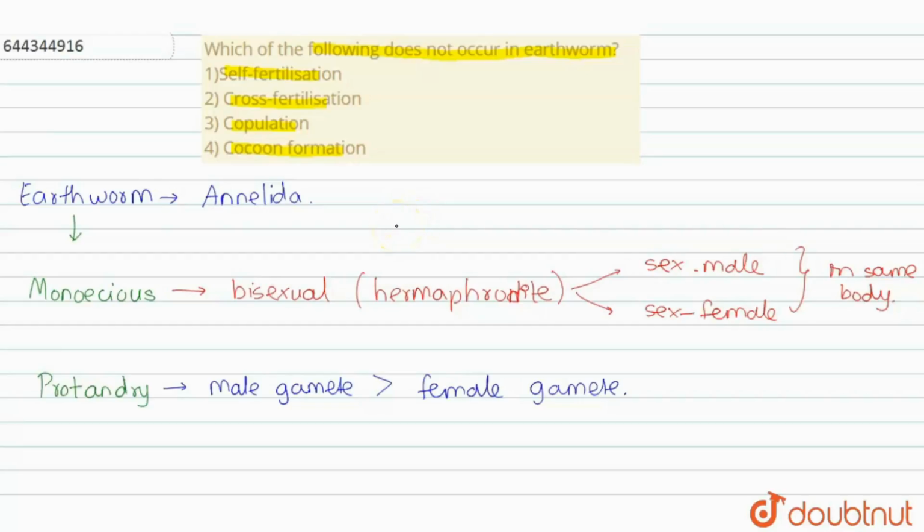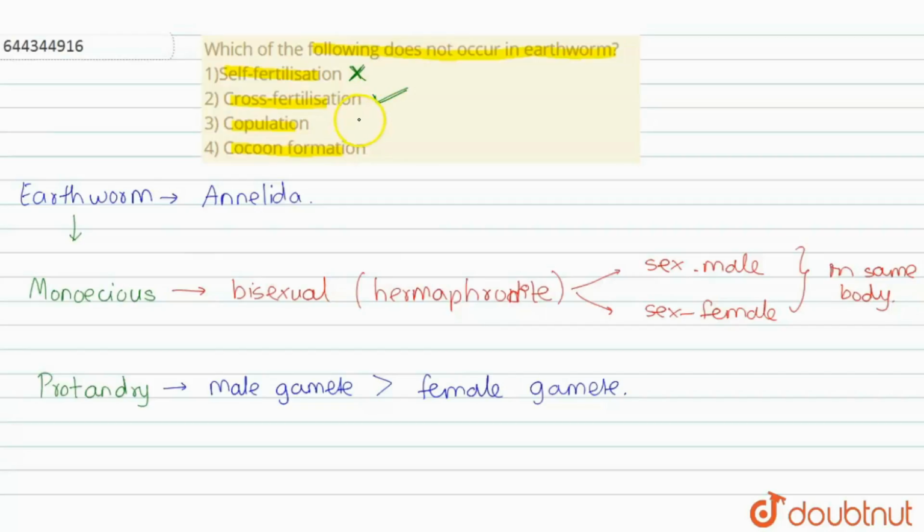That is why in the case of an earthworm, as the earthworm shows protandry, the male gamete is formed earlier and then the female gamete. So the male gamete cannot unite with the female gamete of the same body. So it has to do cross-fertilization. It cannot do self-fertilization. So self-fertilization is not occurring in the case of an earthworm. Cross-fertilization can occur because of protandry.